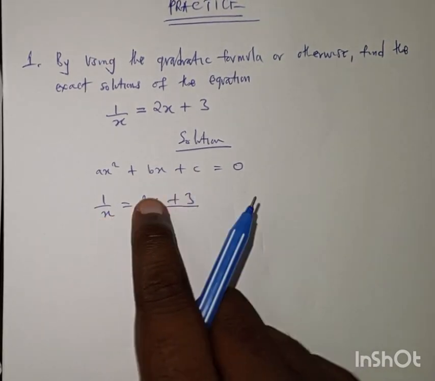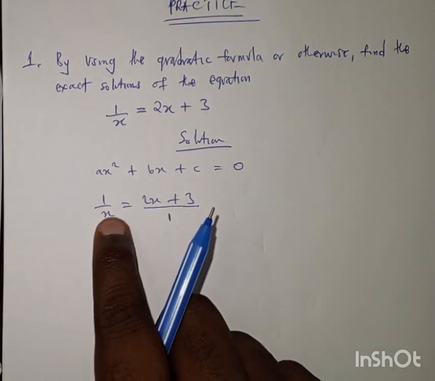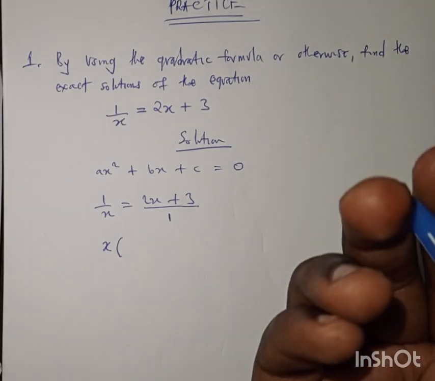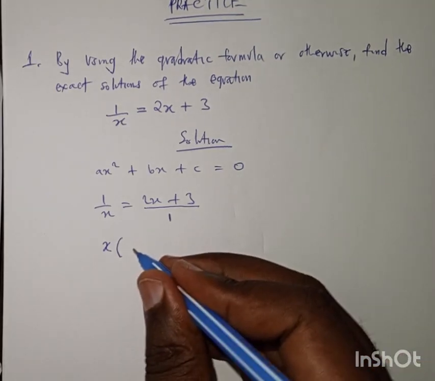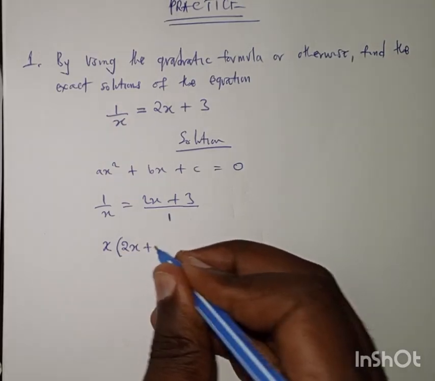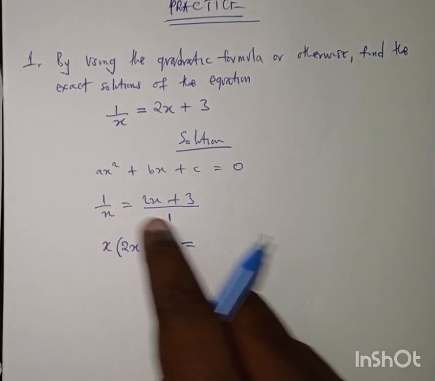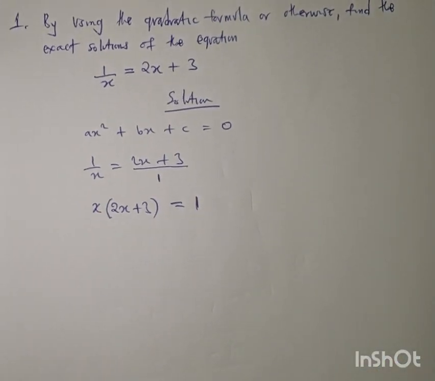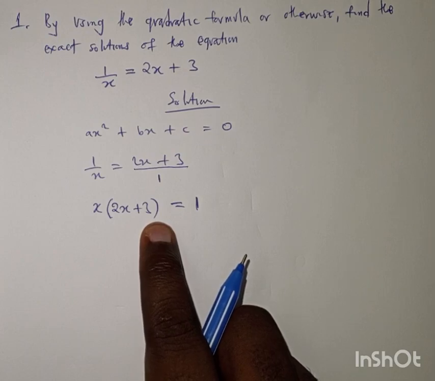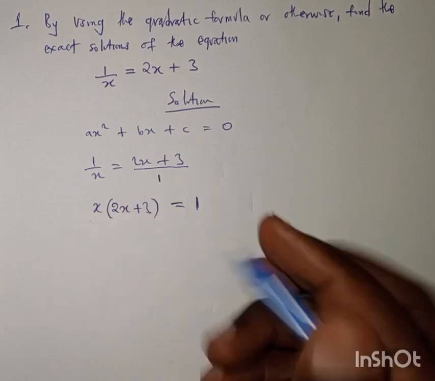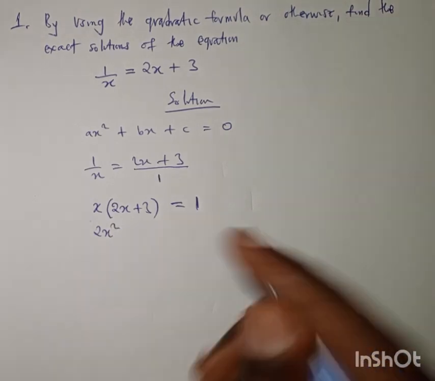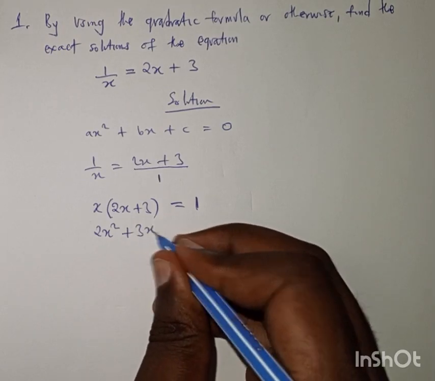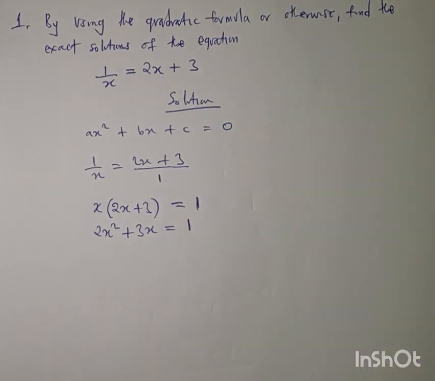We'll say x times 2x plus 3. We show multiplication by means of brackets, so x, and in brackets we have 2x plus 3, is equal to 1 times 1, which is 1. Then you expand this. We say x times 2x is 2x squared. x times 3 is 3x. So plus 3x is equal to 1.